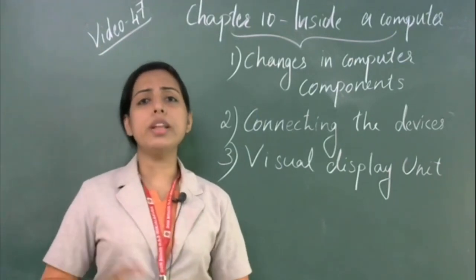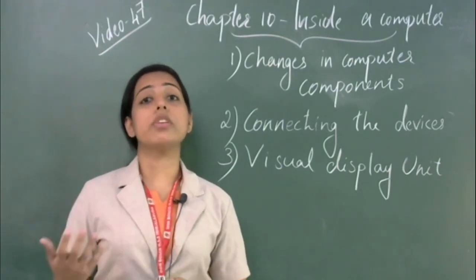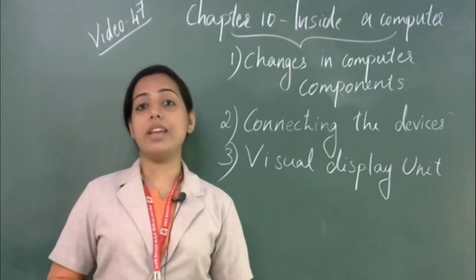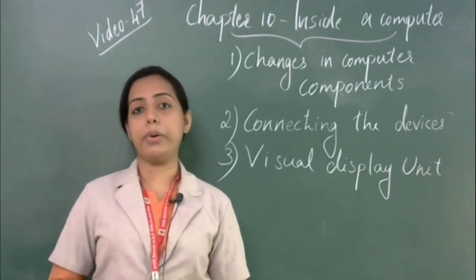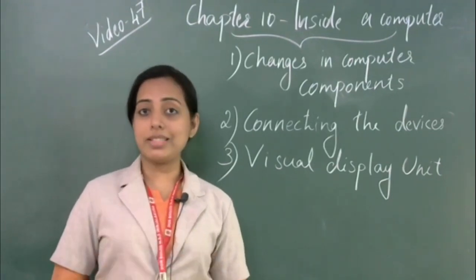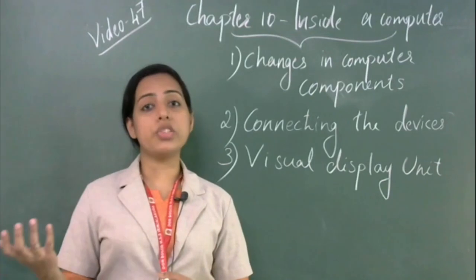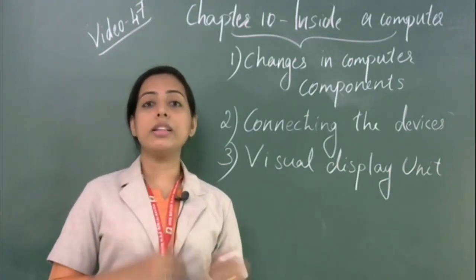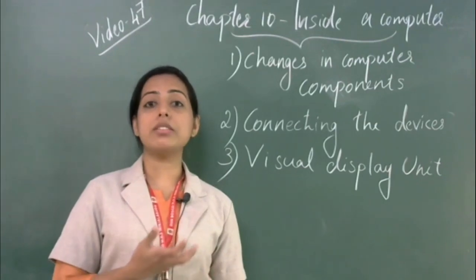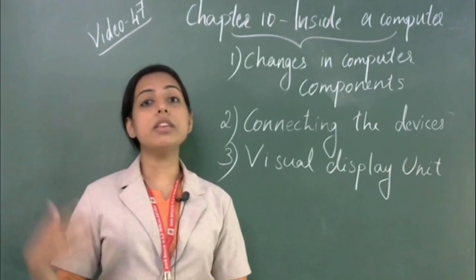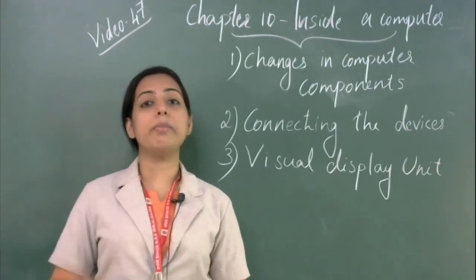You might have noticed that computer generations are growing day by day and we can see drastic changes in the components of a computer, isn't it? What changes do you observe? Reduction in size, increase in storage capacity. For example, you are using mobile phones now. In the earlier days the storage capacity was 2 GB, 4 GB. Now you can see 64 GB, 128 GB like that.